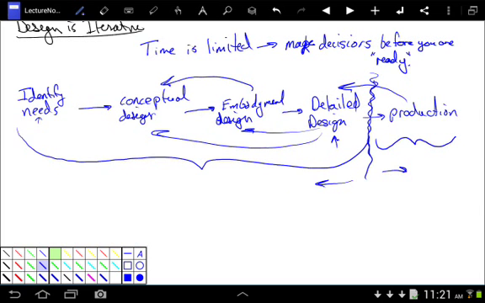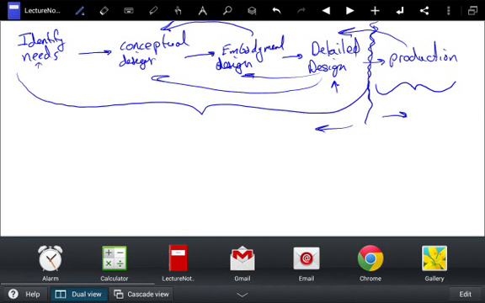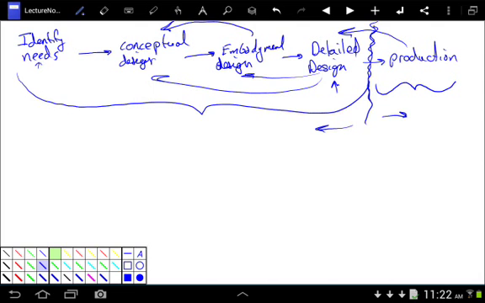Okay, so our next lecture, I'm going to talk a little bit more about what design is, about the details of what design is. Yes.